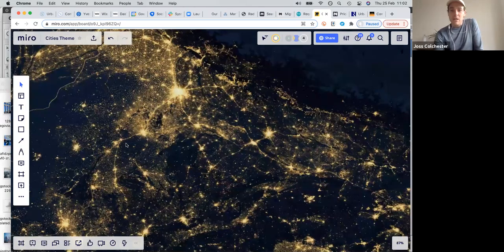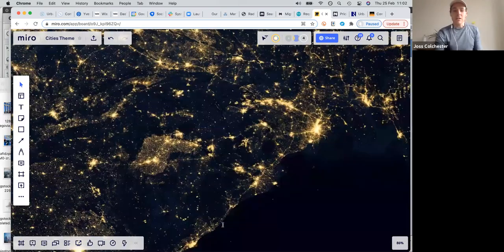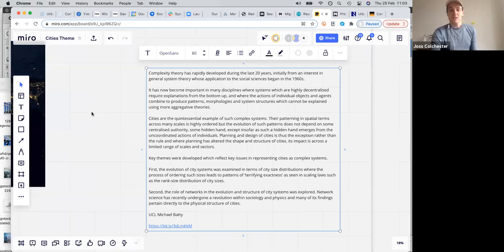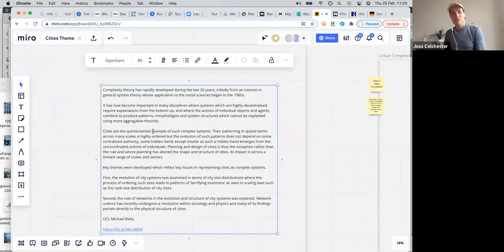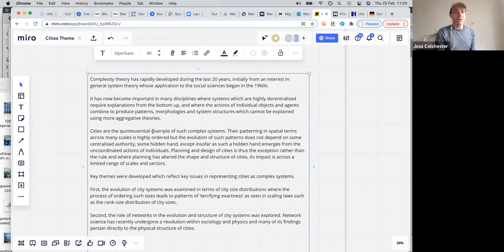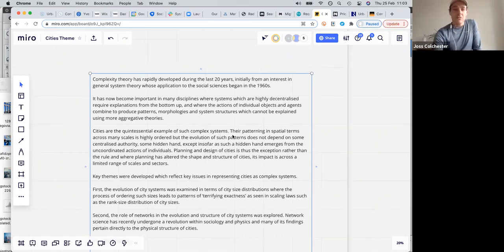So a couple of words here by introduction. I just took this from Michael Batty, UCL, where they study urban complexity. Actually, Kober studied there, did his PhD there. So complexity theory rapidly developed during the 20th century, initially from the interest in general systems theory, whose application to the social sciences began in the 1960s. It's now become important in many disciplines where systems, which are highly decentralized, require examination from the bottom up, and where the actions of individual objects and agents combine to produce patterns, morphologies, and system structures, which can't be explained using more aggregate theories. So that's exactly what this thing is really, isn't it?